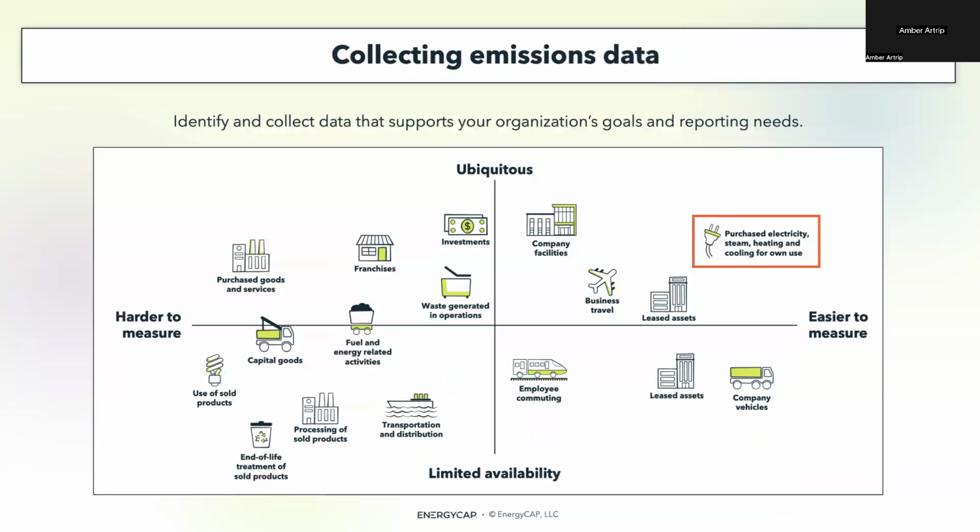So back to this chart here, when we're looking at the collection of emissions data, what is also interesting and why utility data bubbles to the top as the silent hero is that utility data is also ubiquitous and easier to measure. It's readily available, it comes on a monthly cadence, and it provides all the line items you need for GHG emissions reporting. So it's a huge opportunity.